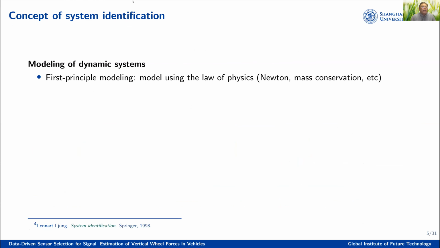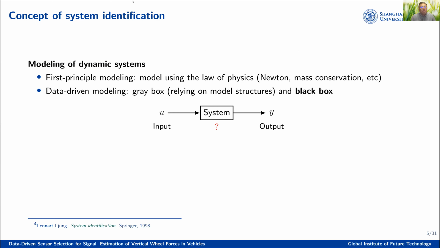To conduct the modeling of dynamic systems, usually there are two ways. The first one is called first principle modeling. Usually, when we do this, we use the laws of physics, like Newton's. Basically, this type of modeling is used to model systems with a relatively simple structure. More recently, because systems have become more complicated, people developed many different types of data-driven modeling techniques, which can be classified into two types: gray box or black box.